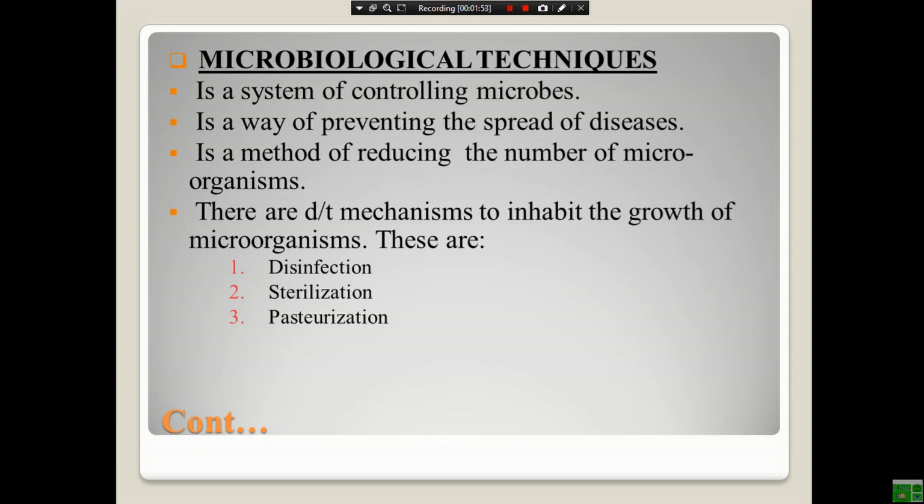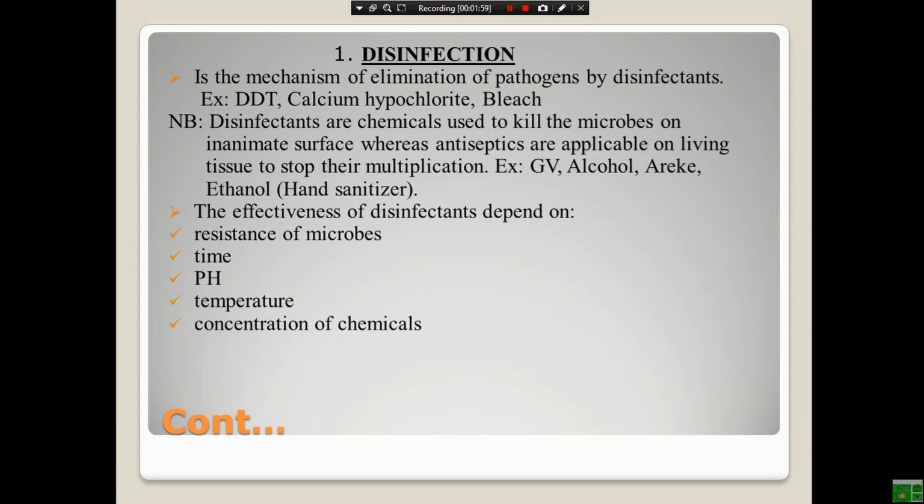Dear students, let's discuss them one by one. The first type of microbial control is disinfection. In this part, we are going to discuss the meaning of disinfection and which disinfectants, or chemicals, are mainly used for this process. Disinfection is the elimination of pathogens or disease-causing microorganisms by using disinfectants, for example local areke, bleaching agents, calcium hypochlorite, formalin, sodium hypochlorite, and so on. Those are some of the disinfectants mainly used.